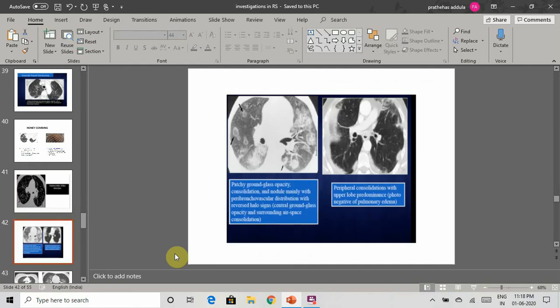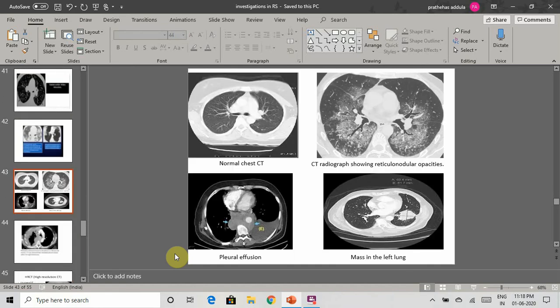And patchy ground glass opacity consolidation and nodule mainly with peribronchovascular distribution with reversed halo signs, central ground glass opacity and surrounding airspace consolidation. Whereas the right one shows peripheral consolidations with upper lobe predominance, which is negative of pulmonary edema. So this shows normal chest CT radiograph showing reticulonodular opacities, pleural effusion and mass in the left lung.